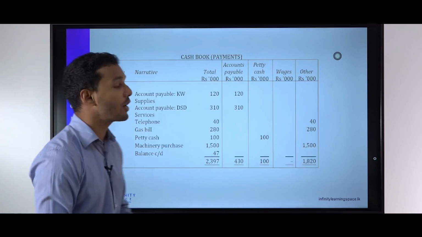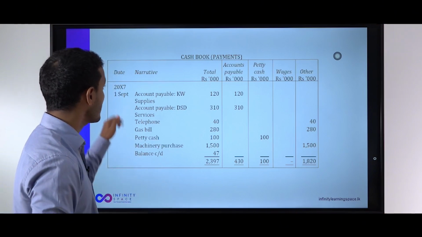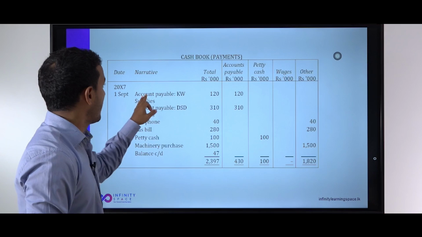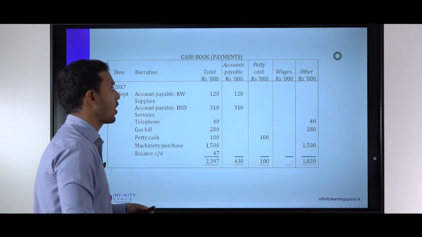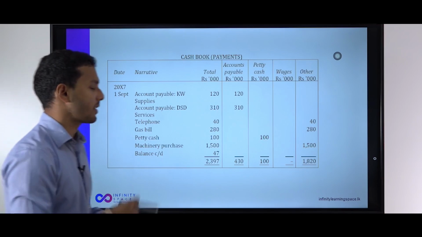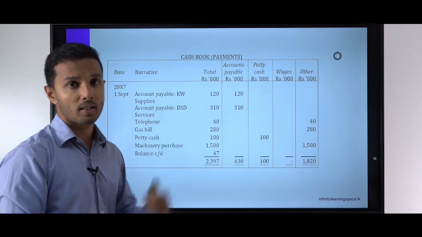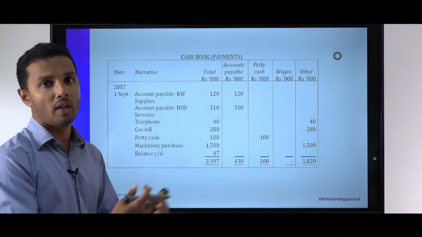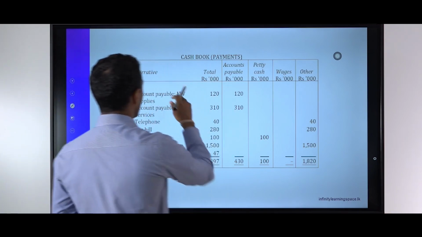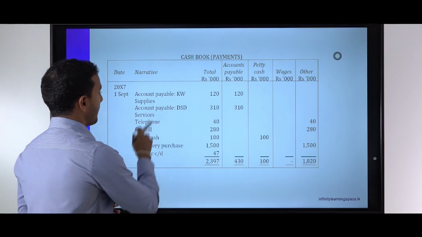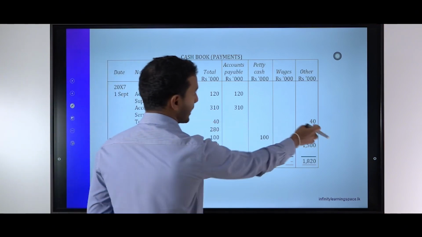Then the cash book, the payment side. This is where we record all our cash payments, right? So on 1st September, we have made a payment to one of our creditors, one of our accounts payables, a supplier from whom we have bought goods sometime before and to whom we are now making a payment. So we are paying 120,000 to KW Supplies. Then accounts payable and other supplier. Now our telephone bill we have paid, so that goes under other.